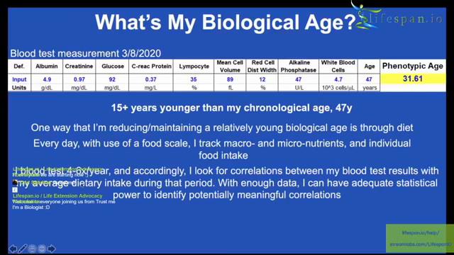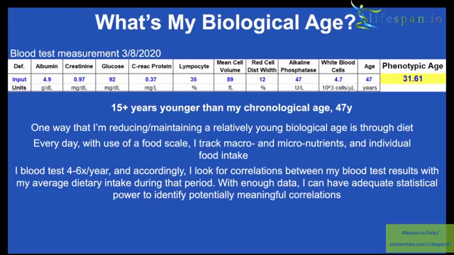I've been blood testing about 4 to 6 times per year. Because I'm tracking my diet, I can take the average dietary intake during the period that corresponds to the blood test, and that's one data point. With enough data points, I can have enough statistical power to identify potentially meaningful correlations between stuff in my diet and my blood tests.